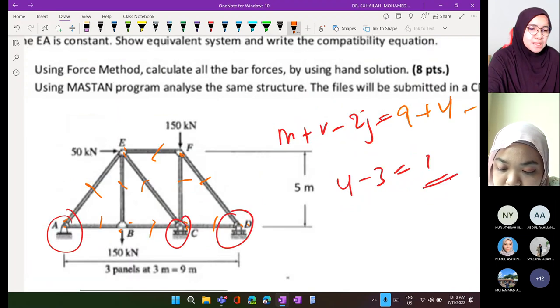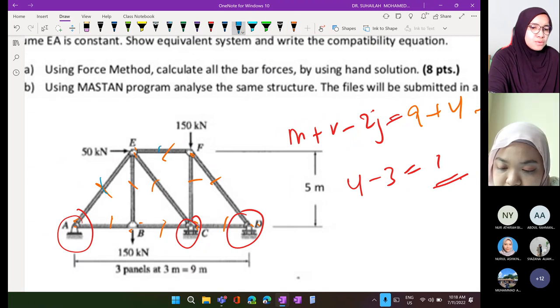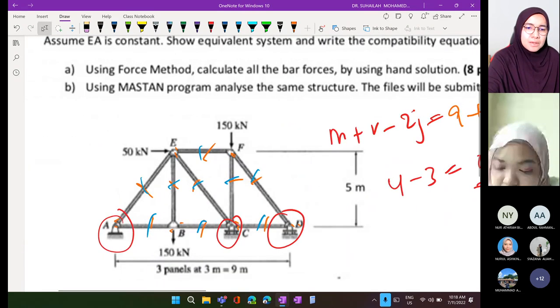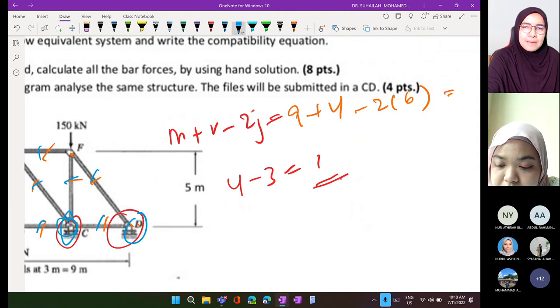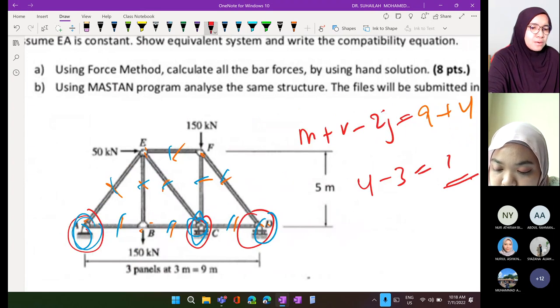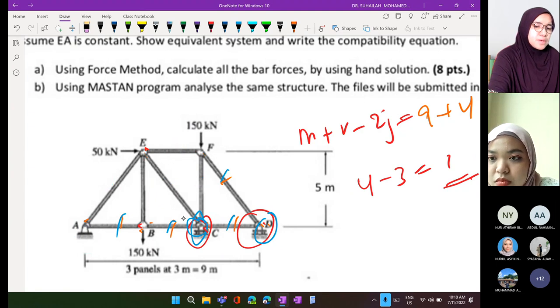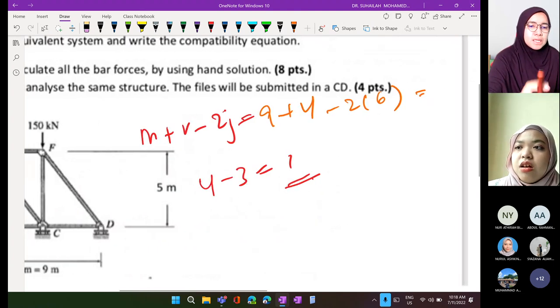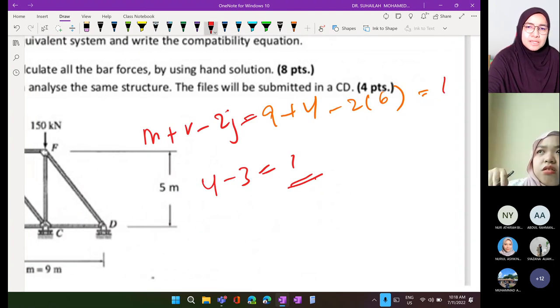So M, members: one, two, three, four, five, six, seven, eight, nine. R, reactions: one, two, three, four, so there are 4. Nine plus 4 minus 2J. Joints are 6: one, two, three, four, five, six. Six joints. So we get one here. This is equivalent to one.